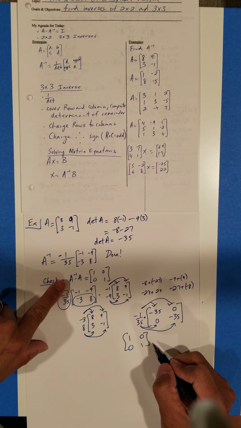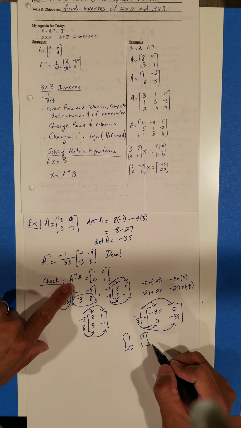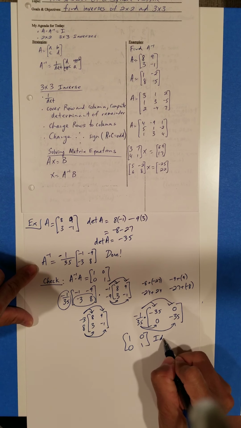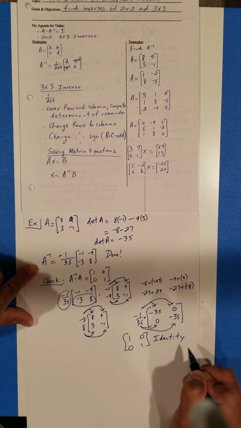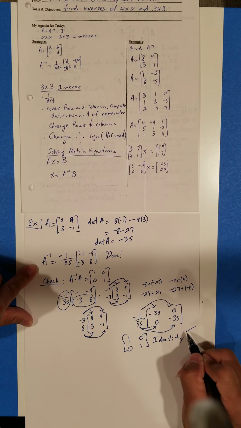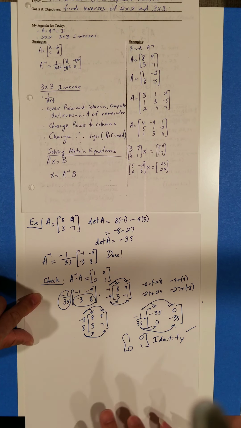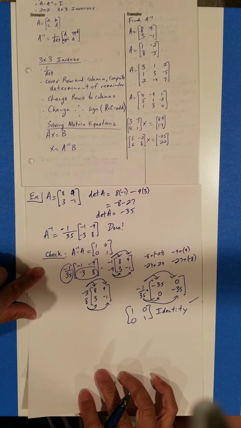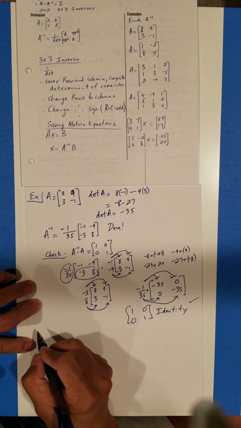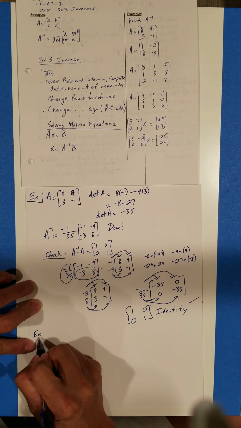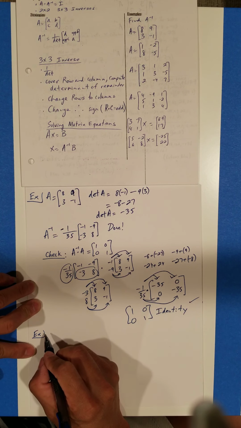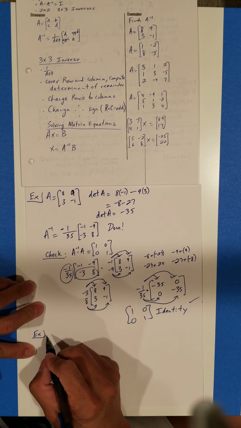When I multiply two matrices that are supposed to be inverses, I do get what's called the identity. So I know this is correct. Okay, so I just checked. Now this is a checking method. You don't have to do it, but if you do, that's how it works. Okay, so let's do another example. Example number 2. And then we'll do a big matrix.